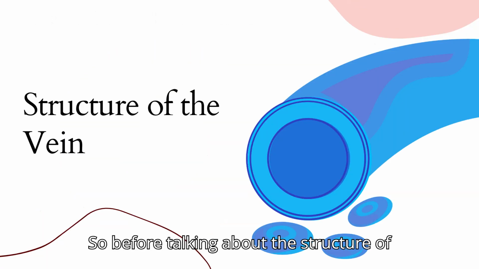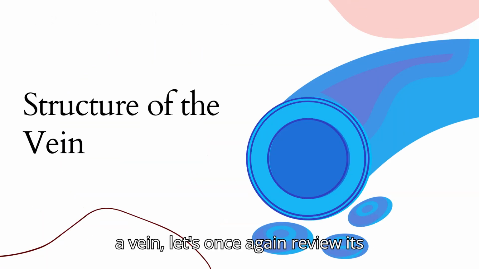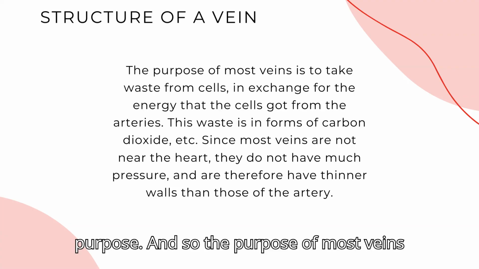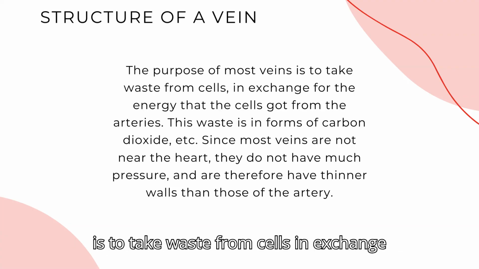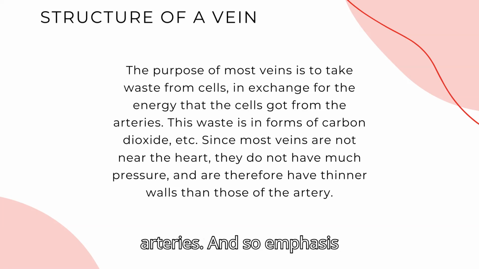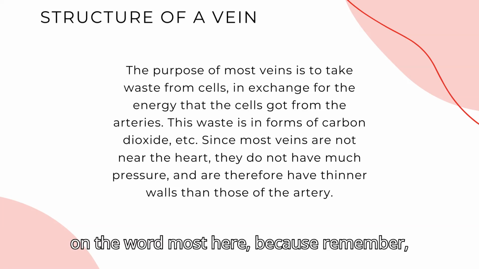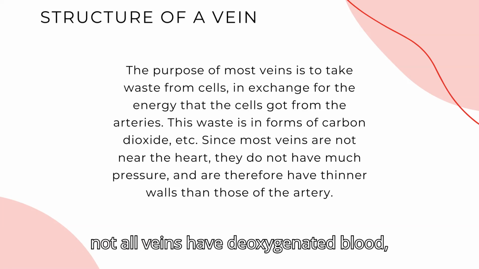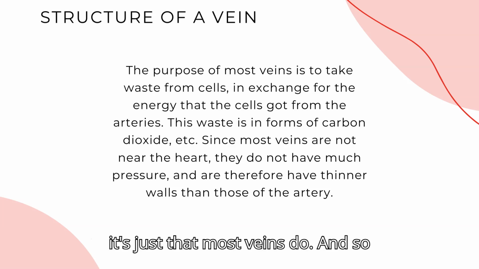So before talking about the structure of a vein, let's once again review its purpose. And so the purpose of most veins is to take waste from cells in exchange for the energy the cells get from the arteries. And so emphasis on the word most here, because remember, not all veins have deoxygenated blood. It's just that most veins do.